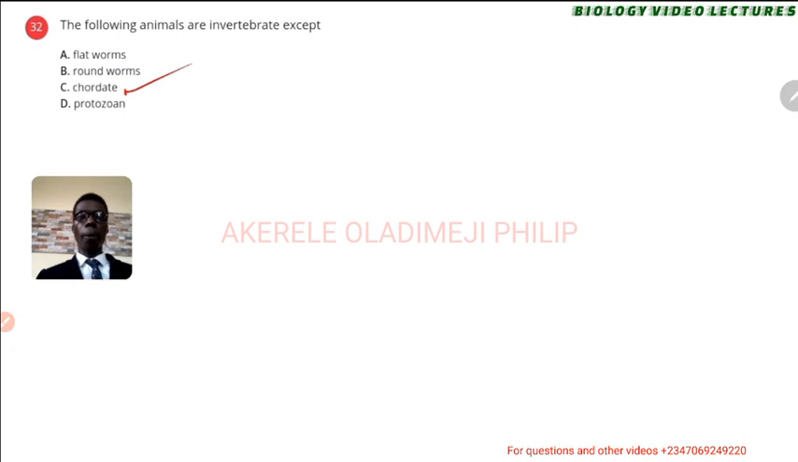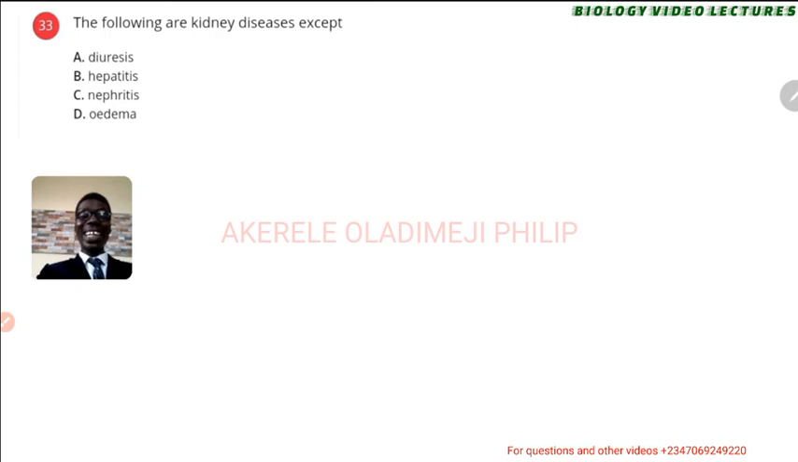The following are kidney diseases, that means diseases that happen in the kidney, except hepatitis. Hepatitis affects the liver. As a matter of fact, the liver cells are called hepatocytes. So hepatitis means infection of the hepatocytes, so to say, or infection of the liver cells. That's why it is hepatitis. That's B, that's the answer there.